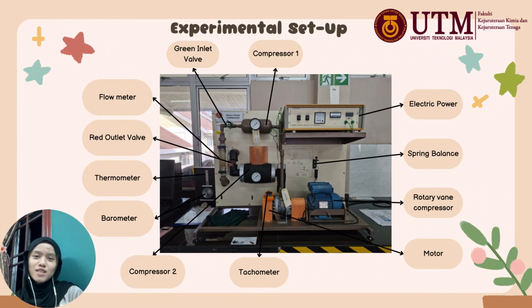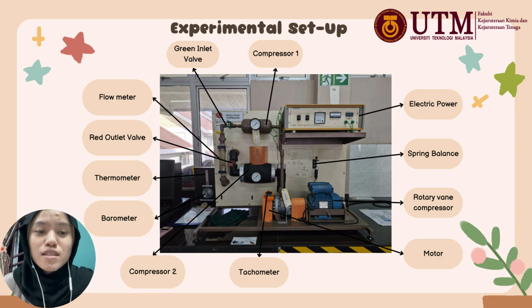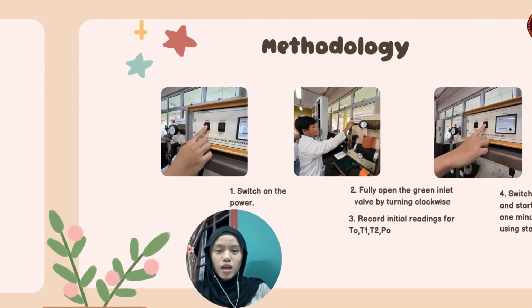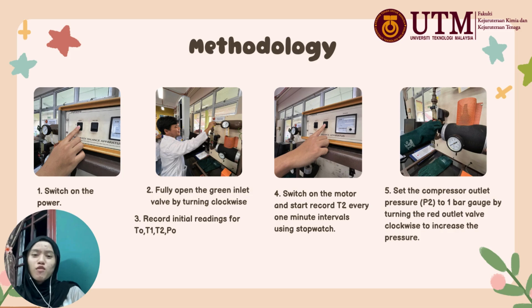This is how the single stage compressor is set up. As you can see, we have labelled the components in the single stage compressor. We have compressor 1, red inlet valve, flow meter, red outlet valve, thermometer, barometer, compressor 2, tachometer, motor, rotary vane compressor, spring balance and electric power. After we identify the position of all the components, we can carry out this experiment with the correct precise steps so that we can avoid unwanted events.